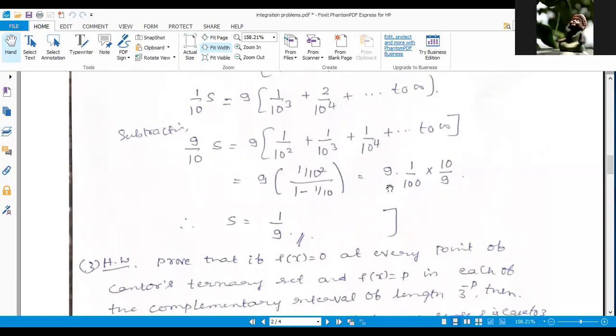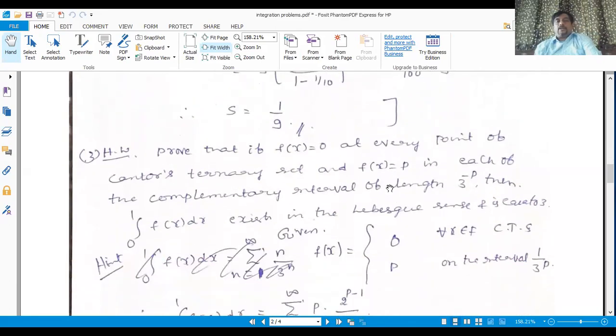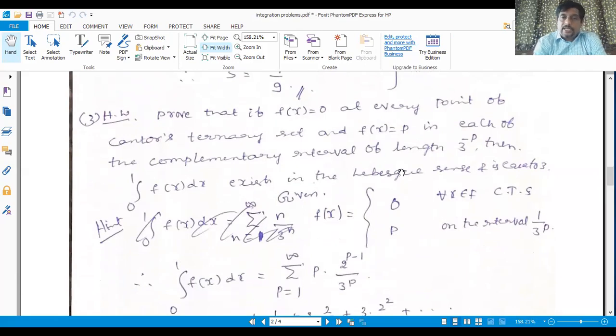Okay. Now, in exactly a similar way, you can do it yourself. Prove that f of x is equal to 0 at every point of the Cantor's ternary set, and f of x is equal to p in each of the complementary intervals of length 3 power minus p. Then the integral from 0 to 1 of f of x dx exists in the Lebesgue sense.